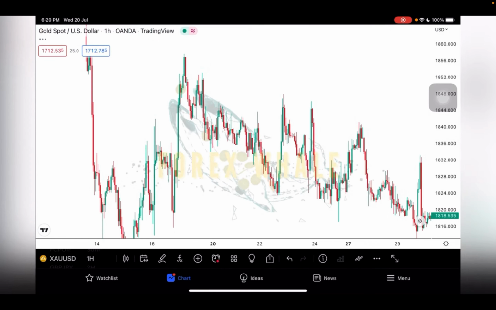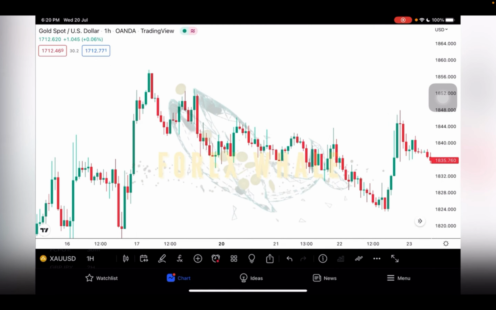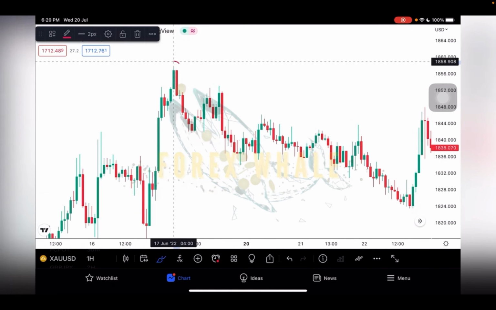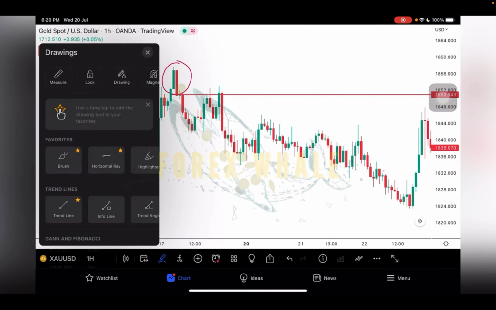So I hope it is very easy to understand. Just like this one, just like this one. This is at the very peak, it is at the very top. So your entry point would be somewhere around here. Your entry would be here.